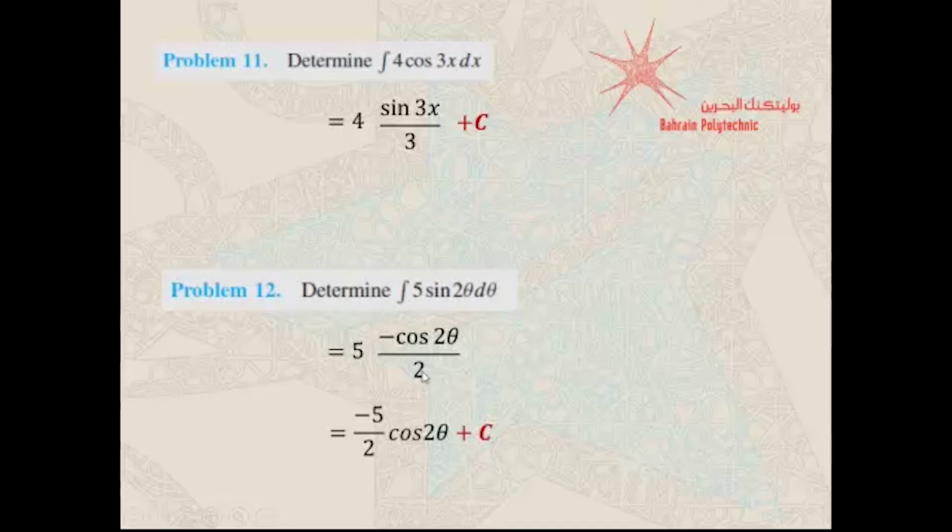I'm going to take these two numbers and the negative sign, put them in a fraction. So this gives me negative 5 over 2. And then I've got the cosine 2 theta plus c.